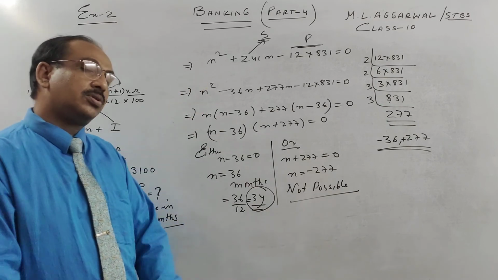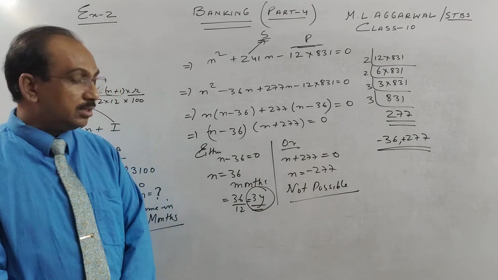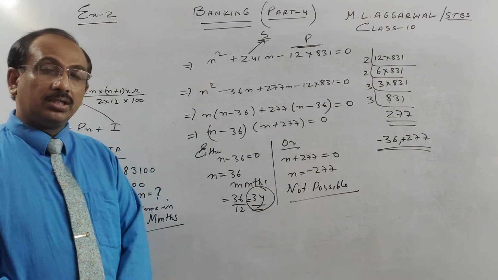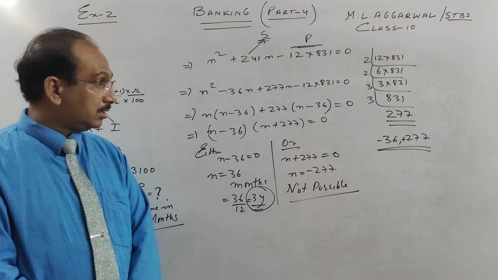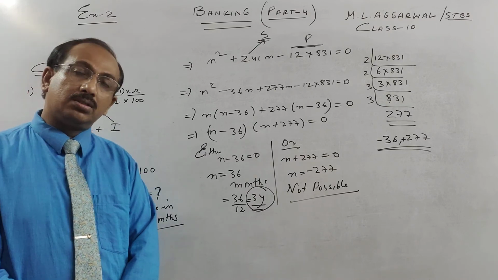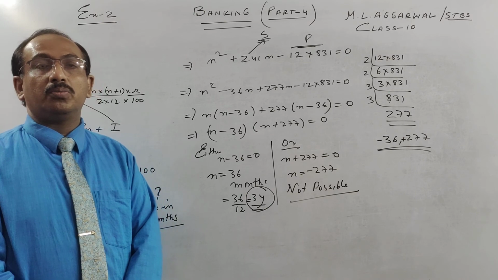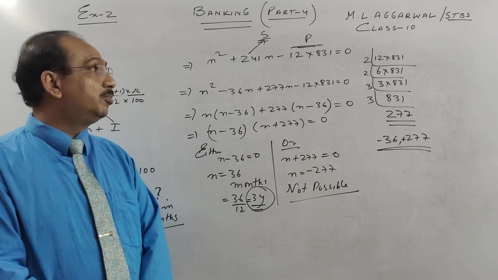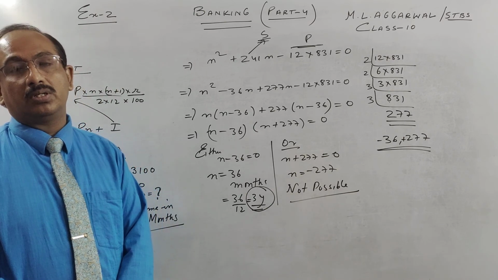So this is how we solve it, children. This is a little tough, but you need to practice. This has come once. Generally other types come. So please do all the solved examples of your book and then do all the unsolved examples.